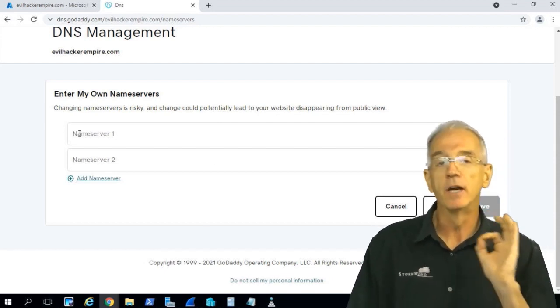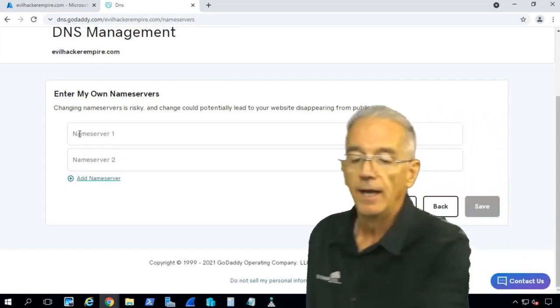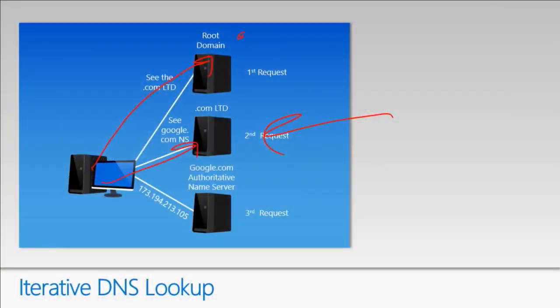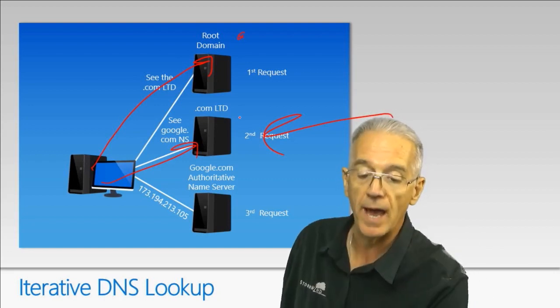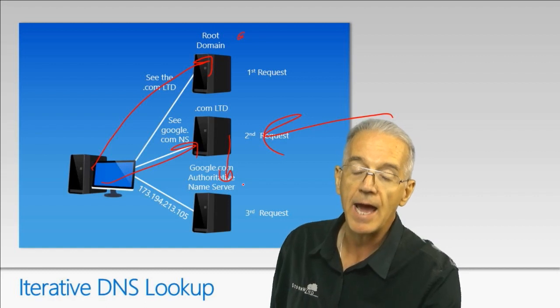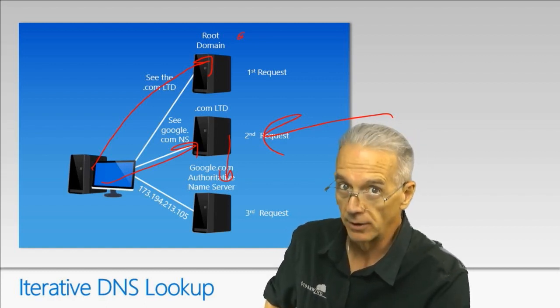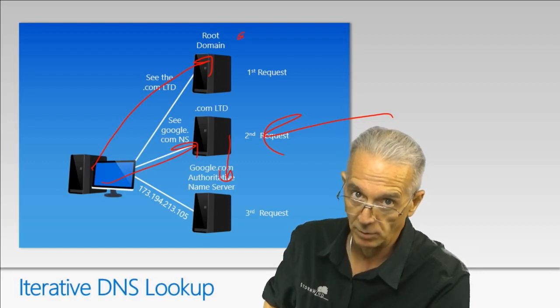GoDaddy. Then here's the cool part. When somebody comes up doing this iterative query, it will say, oh, by the way, this is hosted by GoDaddy. So I would have to go to GoDaddy's authoritative name server. And here's the cool part. By default, it goes to GoDaddy's name server. You go up there, they're the ones that have it, boom, there we go.